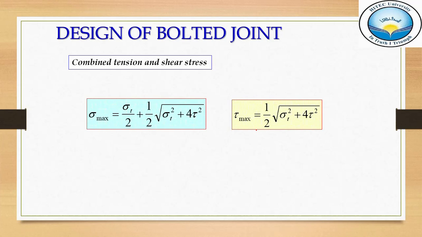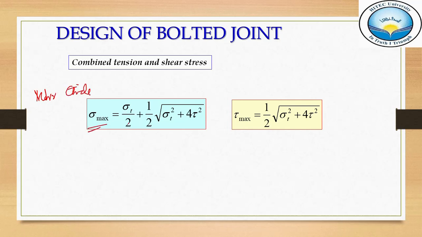Okay, so if you have combined tension and shear, let's say in a bolt, then you have to design it based on these relations. And if you remember, you have done it with Mohr's circle. So in Mohr's circle, you have to find these relations.